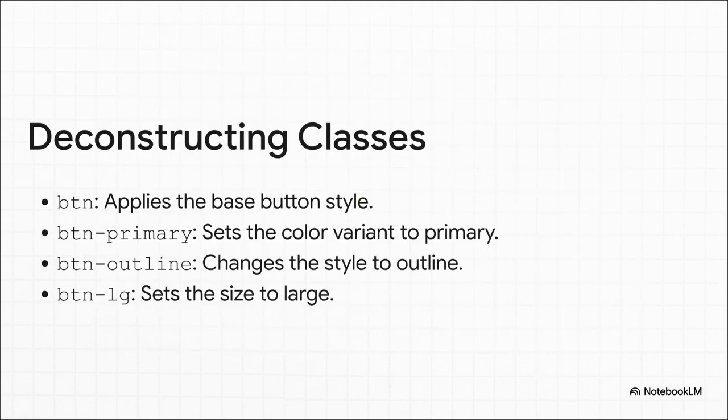Let's just quickly break this down. BTN gives you the basic button styles. Then you add BTN-primary to set the color. Then BTN outline to change the visual style. And finally, btn-lg to make it large. Each little piece or token layers on top of the last. It's an incredibly powerful and fast way to build out your UI.